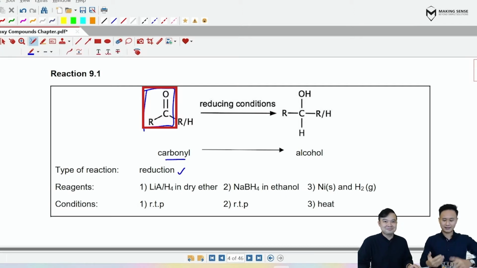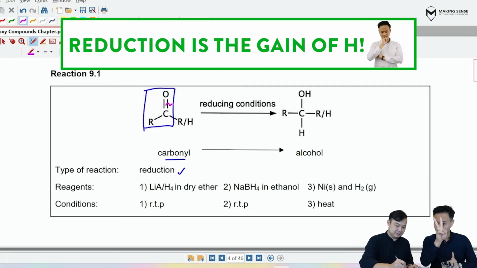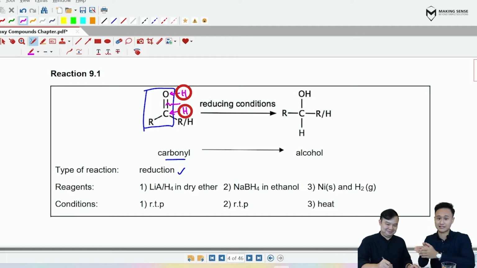Now, Mr. Leong, can you remind me from Sec 4, reduction, is that the gain of hydrogen or the loss of hydrogen? I believe that is going to be the gain of hydrogen. It is. So we're going to go to the C=O functional group here, and we're going to gain two hydrogens, one on the oxygen and one on the carbon. And when we do that, you can see we have just formed an alcohol.